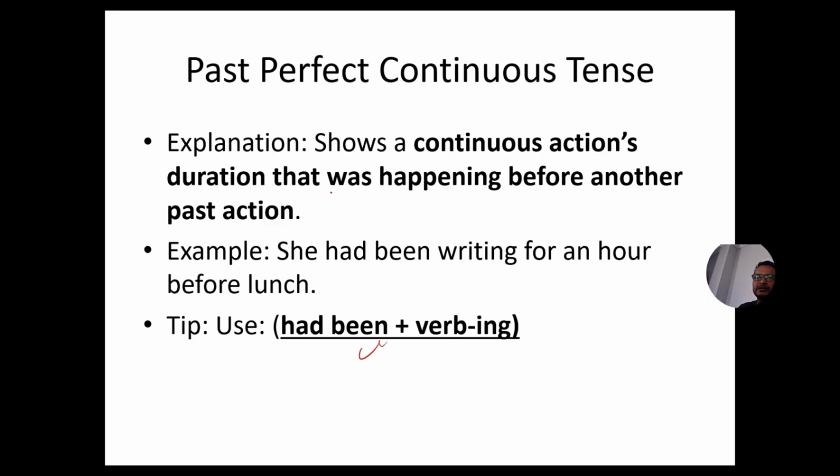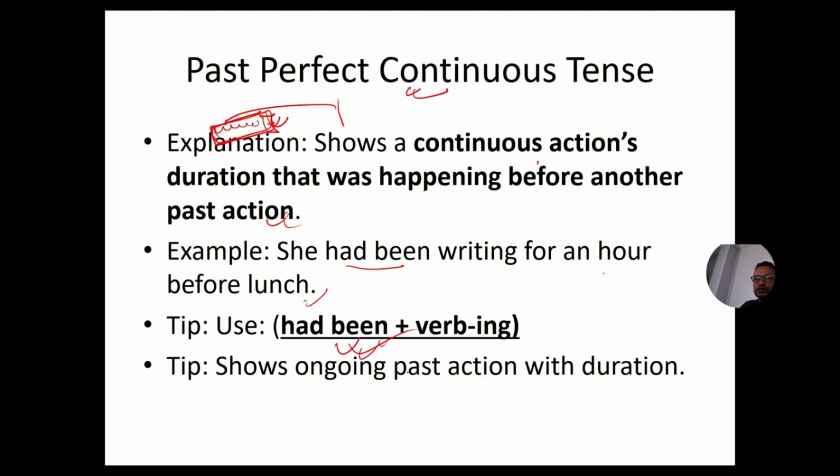It shows a continuous action that was happening before another past action. She had been writing for an hour before lunch. So here she had been writing, and then another action happened, right? She had been writing for an hour before lunch. If we are denoting this duration, if you are trying to talk about this duration, then we use the past perfect continuous tense. It shows the ongoing past action within a duration, right? So on this duration, we need to describe with this duration.